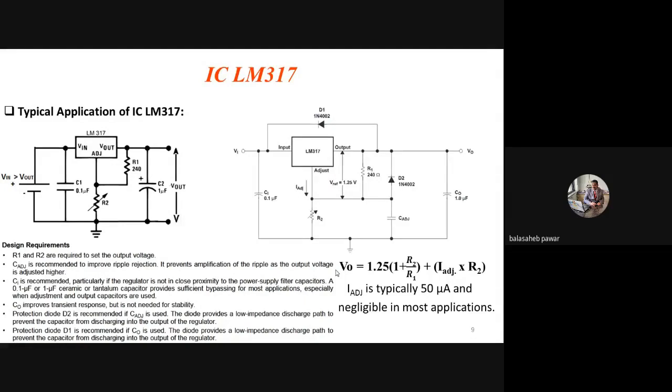Can anyone tell, how much is the value of R2 to have the output voltage at 37 volts? Yes, 6.86 kilo. 6.86 kilo ohms. Is it okay?